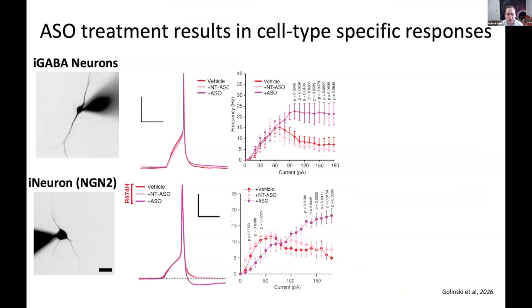So, in very brief description of the data, we were able to take the stem cells from an individual with the R474H variation and turn these either into excitatory neurons at the bottom or inhibitory neurons at the top. And one of the key takeaways that I want to show everyone here is that, in inhibitory neurons versus excitatory neurons, it appears that the cells are responding differentially to this ASO treatment.